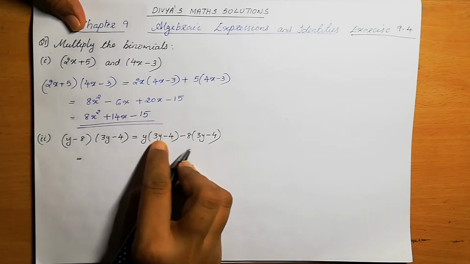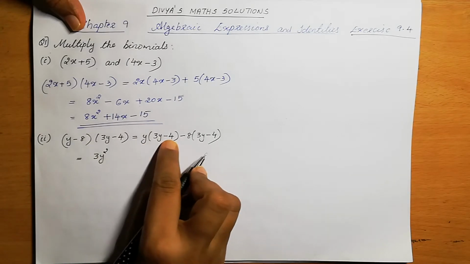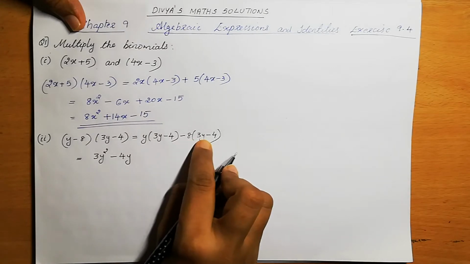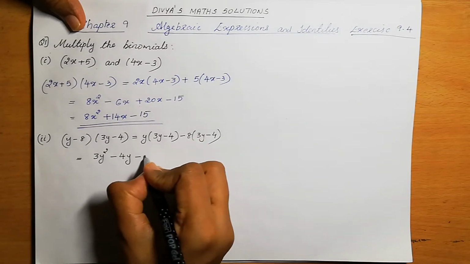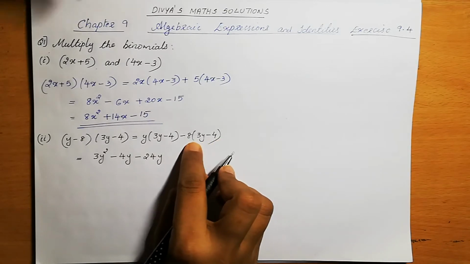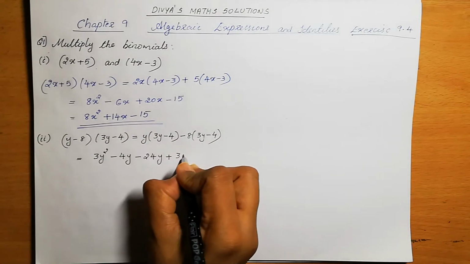Okay. So y into 3y. Y into 3y is 3y square. Y into minus 4. That is minus 4y. Next term. Minus 8 into 3y. That is 8 into 3 is 24y. Minus 8 into minus 4. The bracket means into only. Right. So minus minus plus, 8 4s are 32.